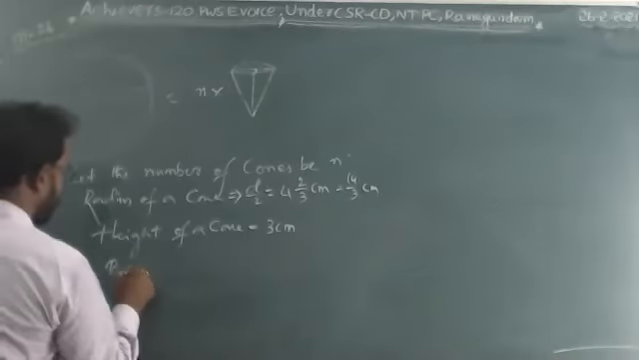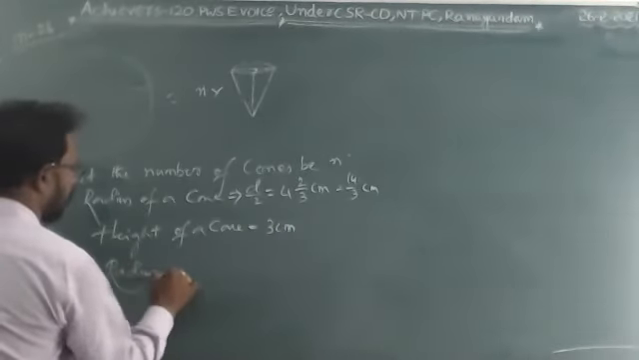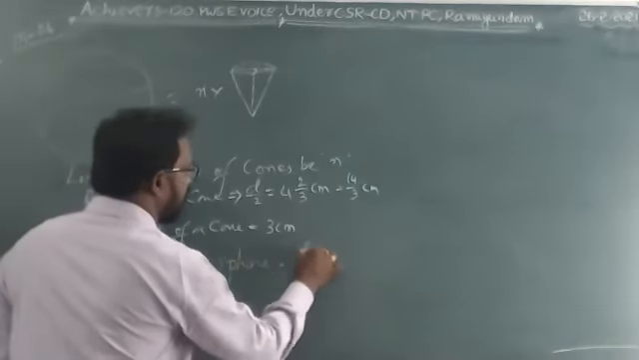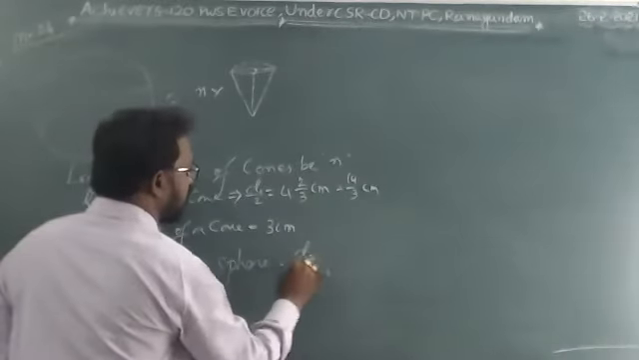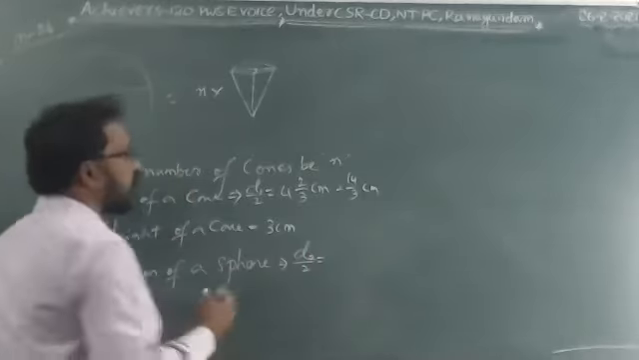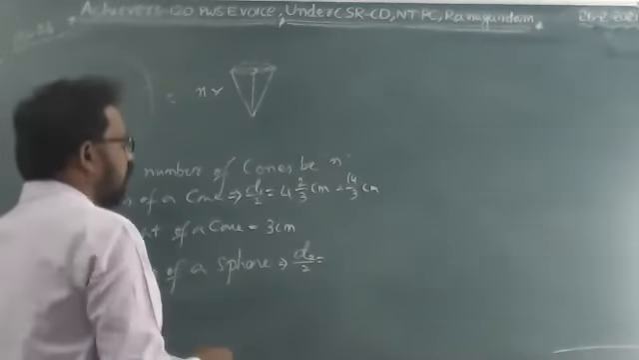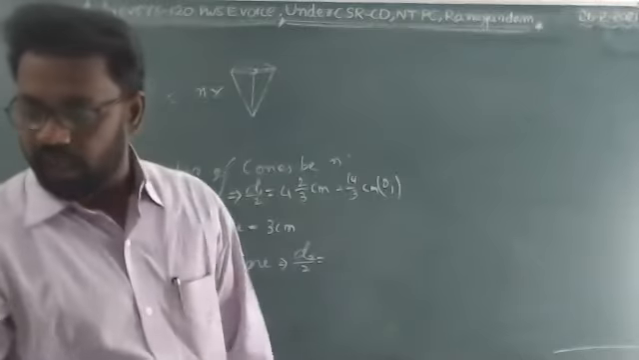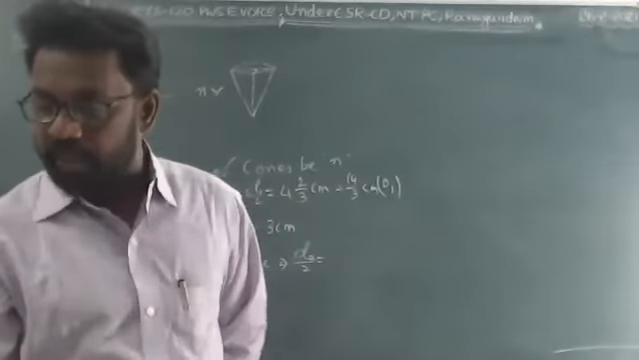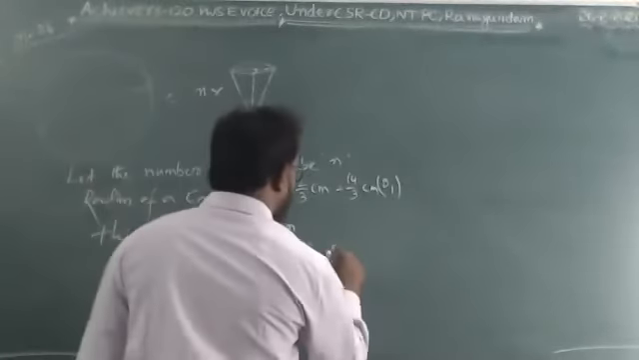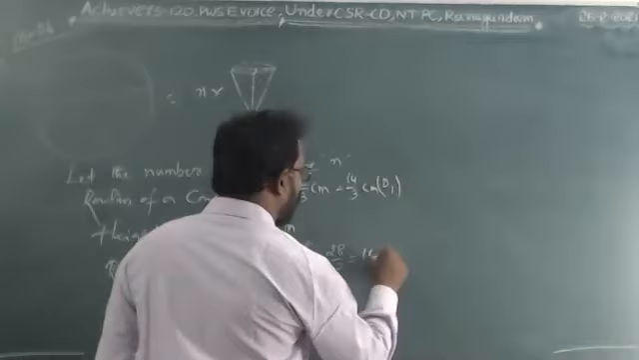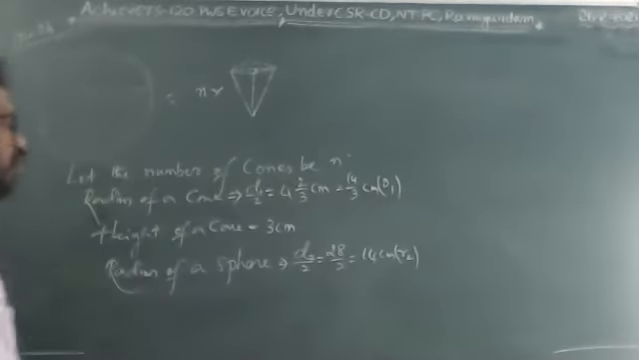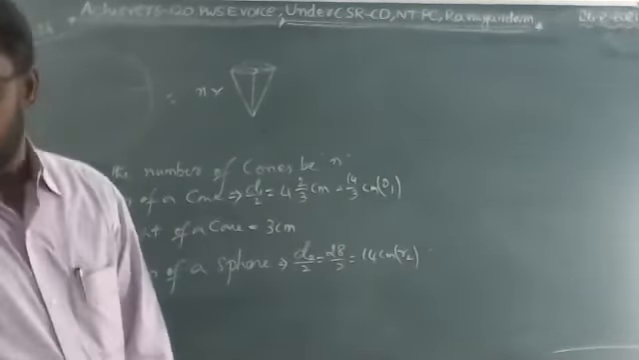And the sphere, what will be its radius? This is d1, and let us take this as d2, with radii r1 and r2. What is d2 here? The diameter of the metal sphere is 28 centimeters, so 28/2, nothing but 14 centimeters, which is r2. Both are different, right?